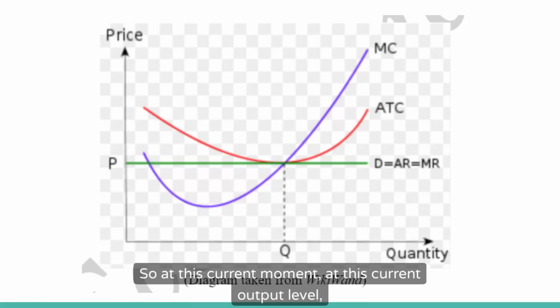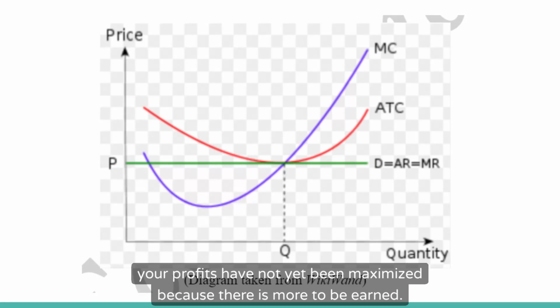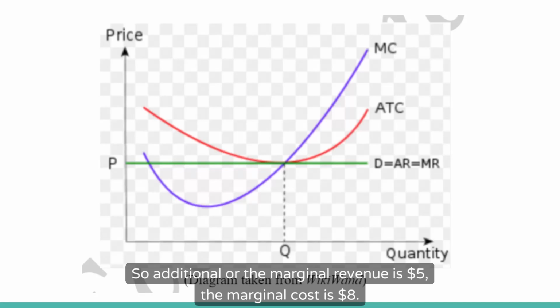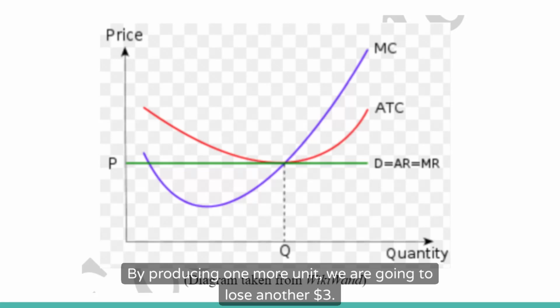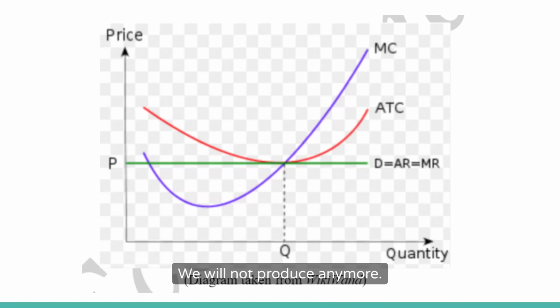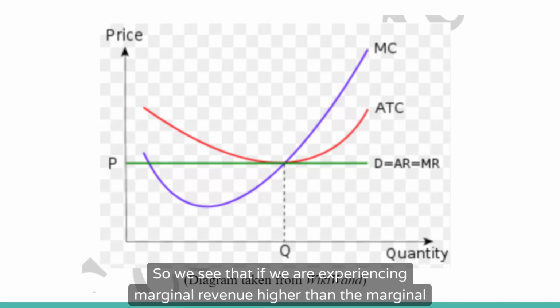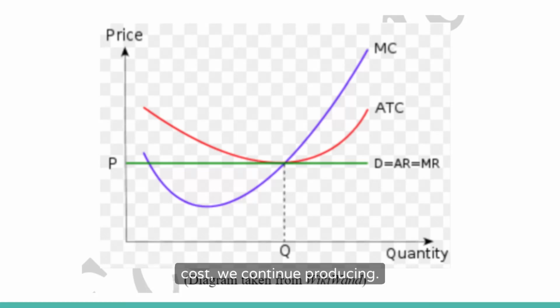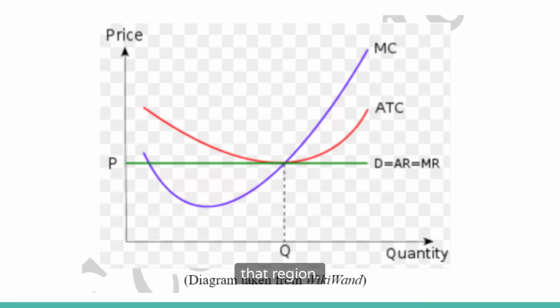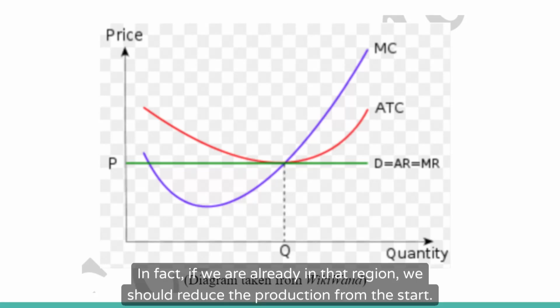So at this current output level, your profits have not yet been maximized because there is more to be earned. Suppose the next unit you produce, your revenue is $5, but the cost is $8. So the marginal revenue is $5, the marginal cost is $8. By producing one more unit, we are going to lose another $3. So the more we produce, the more losses we are going to chalk up. If this is the case, then we will not produce anymore. If we see marginal revenue higher than the marginal cost, we continue producing. If we see marginal cost higher than marginal revenue, we are not going into that region. In fact, if we are already in that region, we should reduce the production.